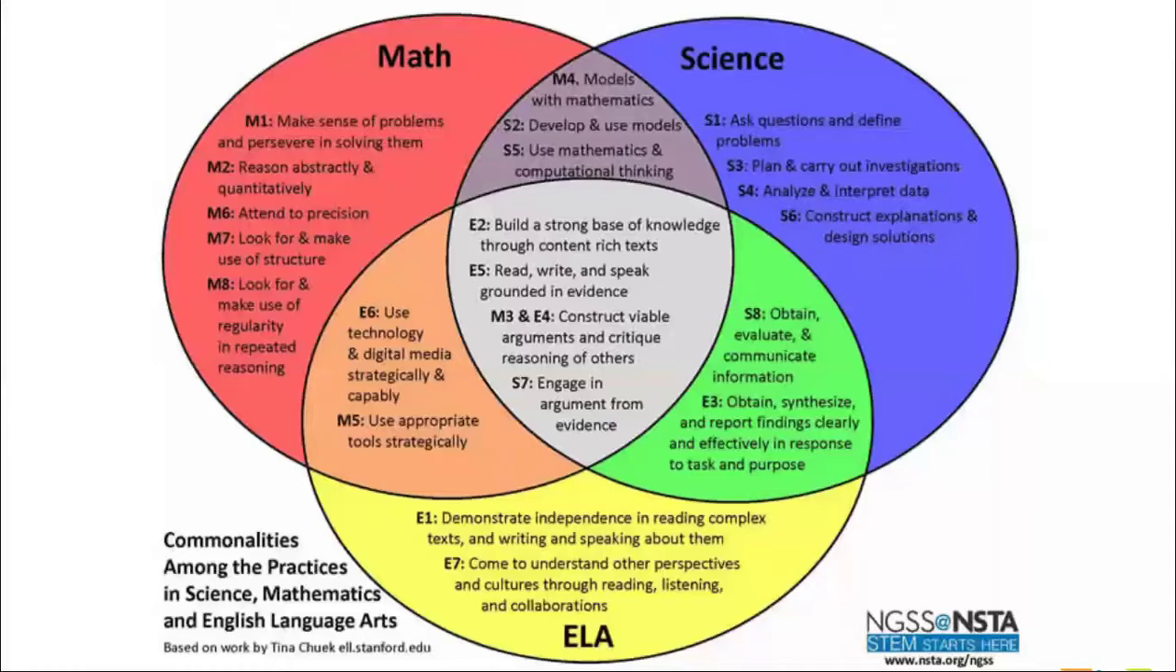And briefly, this is the intersection, the center part, where the practices in science, math, and English language arts really focus on students being able to read, write, and speak in ways that are grounded in evidence, and focus on a strong base knowledge that is built through content-rich texts. And of course, then engaging in argument from evidence as well, and that is another aspect.